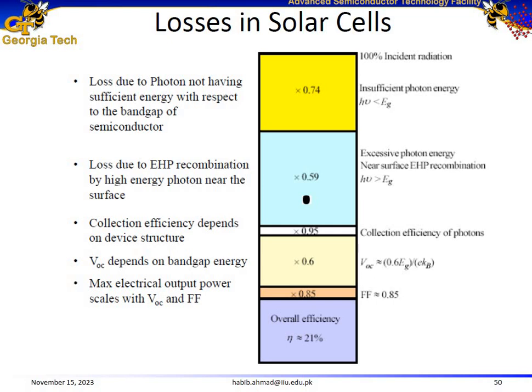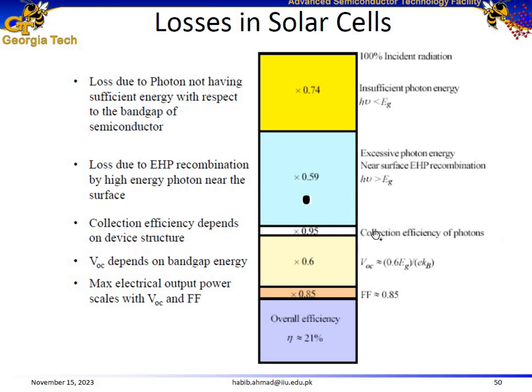There could be different kinds of losses in solar cells. If the photon energy of the incoming light is smaller than the bandgap of the semiconductor, it will not result in generation of electron-hole pairs. So this is one reason for reduced efficiency of the solar cell. Secondly, if the photons have excessive energy, which means shorter wavelength photons, as I already discussed, the electron-hole pairs will be generated close to the surface, and then they would be recombined, not contributing to the solar power.